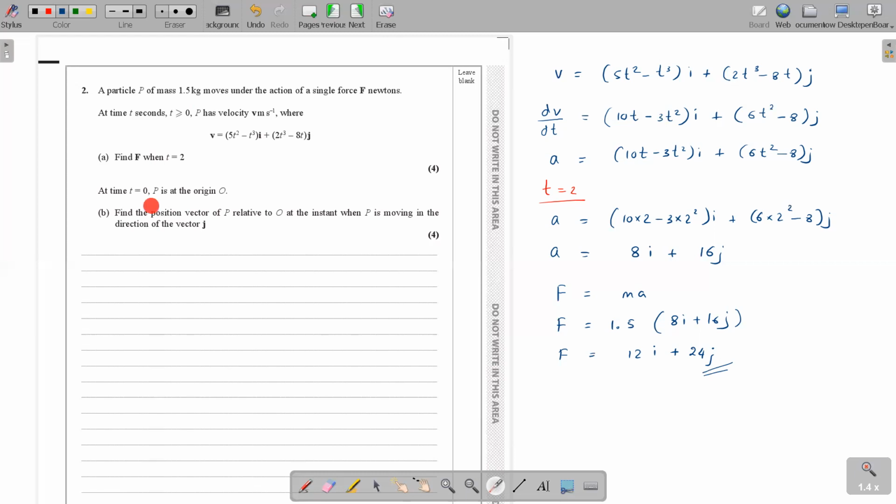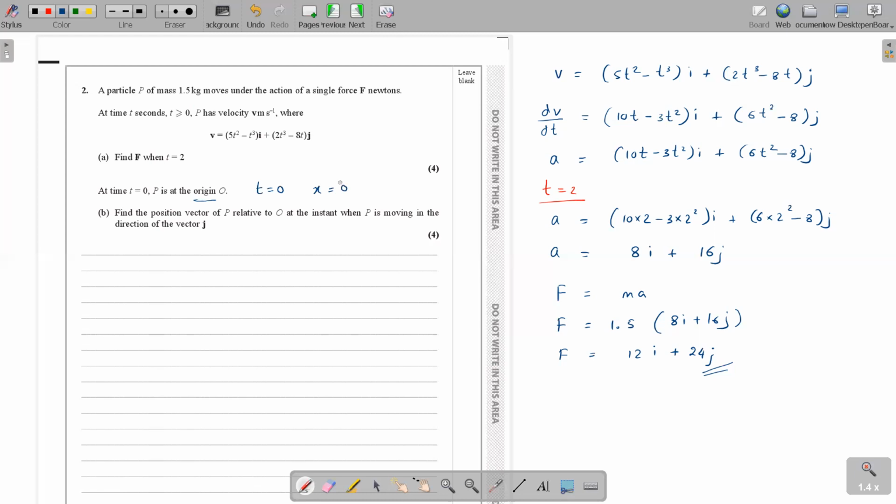At time 0, P is at the origin. So these are what we call initial conditions. At time 0, P is at the origin. What do you need to understand from that? At time 0, if your particle is at the origin, it means the displacement is 0, isn't it? At time 0, displacement is 0. Do you agree? Yes. At time 0, your displacement is 0.